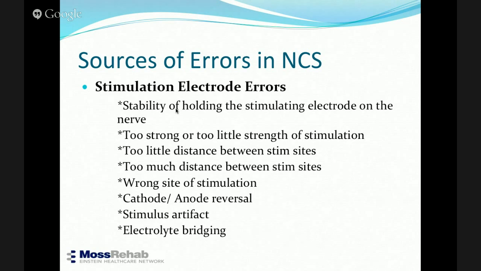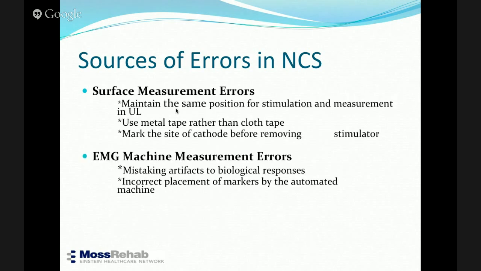If you have electrolyte bridging, that means if you're sliding your stimulator all over the place, now your anode and cathode are connected, so you're not going to have the differential stimulation, so you are going to have a problem conducting electricity through that area to where you're recording. So it's going to decrease the amount of stimulus. Stimulus artifact is when your ground is not well connected, so you're going to have a huge dip or huge going up, so you are going to have this stimulus artifact which would actually make it difficult for you to do the recording appropriately. Surface measurement errors we already talked about.